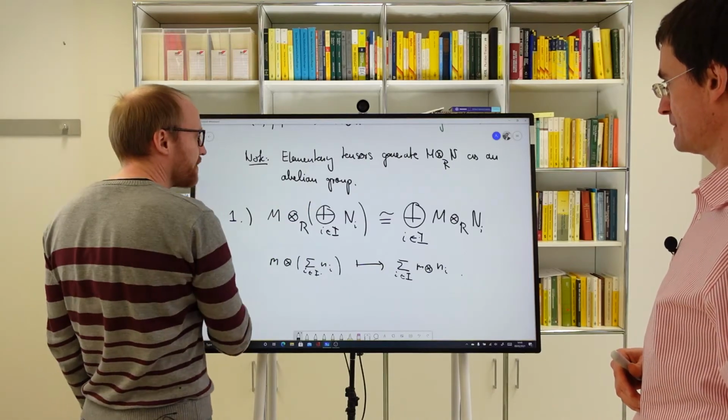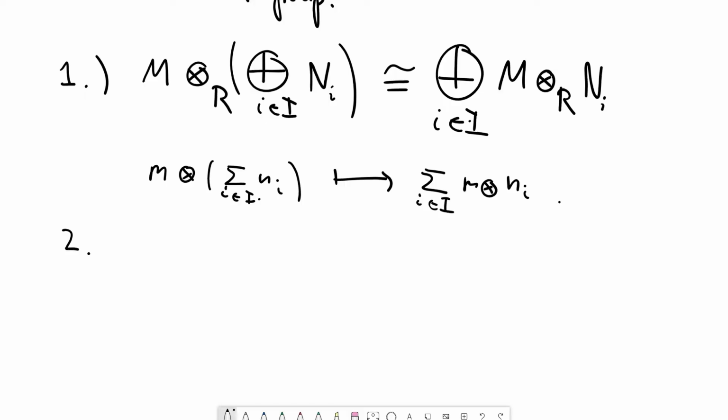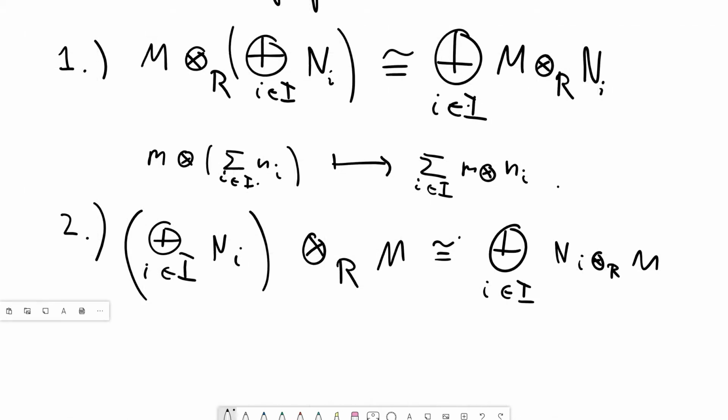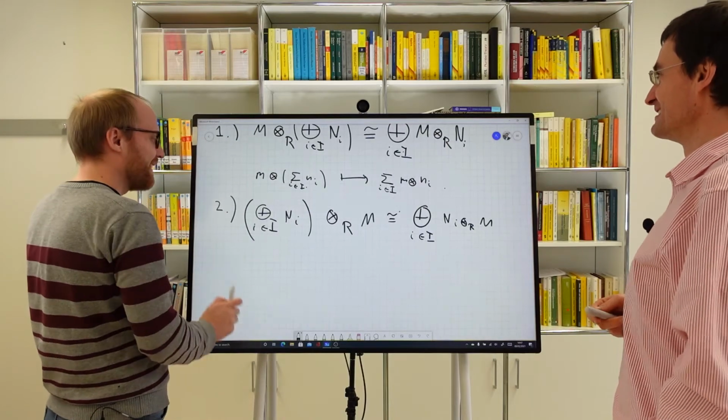That's why it's direct sum. Okay, and of course, if we have that property, the same property also works on the other side. So let me just write it down quickly without writing down the isomorphism. N_i tensor_R M is isomorphic to the direct sum over i of N_i tensor_R M, and now we have swapped the notions of left and right. Now M is a left R module and the N_i are right R modules. Okay.